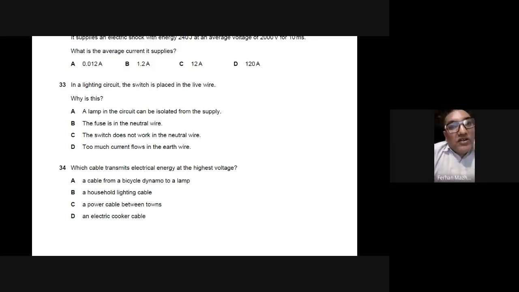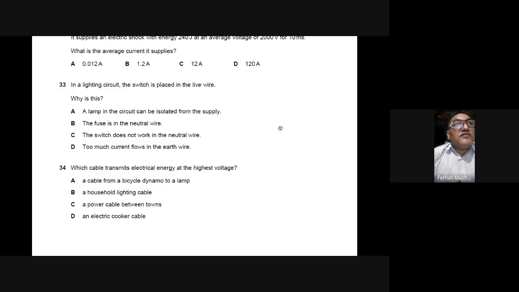Question number 33 on your screen. In a lighting circuit, the switch is placed in the live wire. We always put the switch in the live wire because when you open the switch, it will cut off the supply of the live current to your appliance, or it will isolate your appliance from the live current. A lamp in the circuit can be isolated from the supply. Yes, that is the right answer. Question number 33, A is the option.